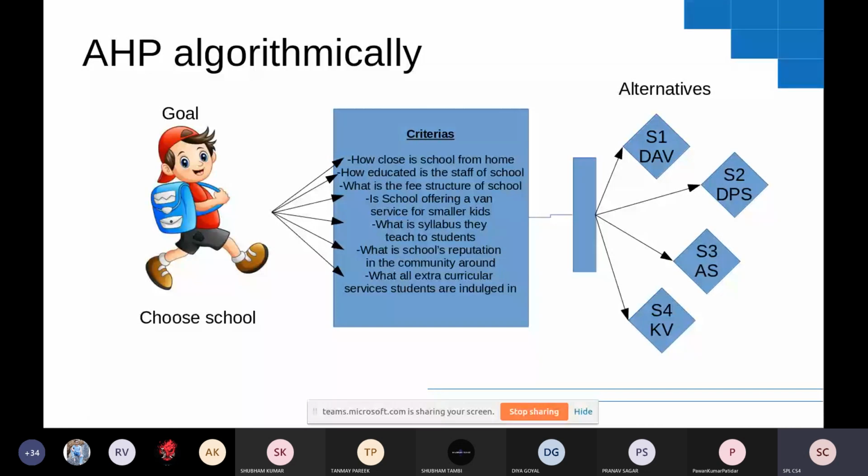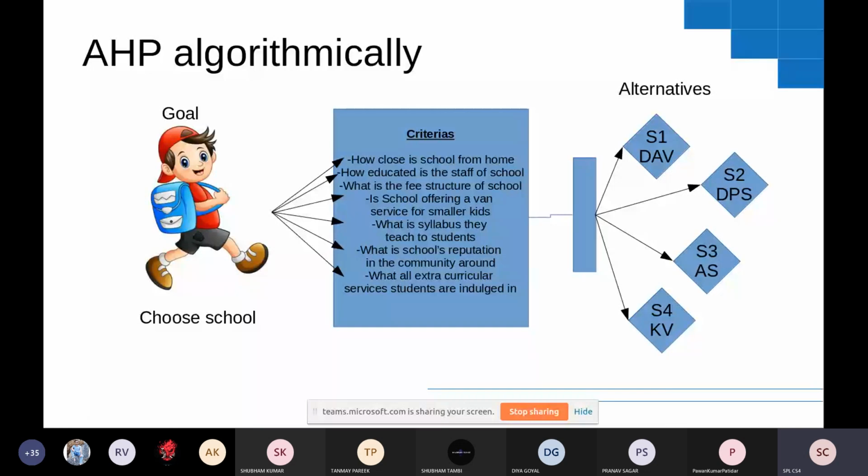And then think of the criteria on the basis of which I will choose a school. These various criteria we talked about in the last slide: how to choose a school, educated staff, extracurriculars, and so on. And finally, some alternatives. I just jotted down some simple school names, which I guess are available everywhere in India: DAV, DPS, Arya Samaj, or Kendriya Vidyalaya. So these could be the different alternatives.